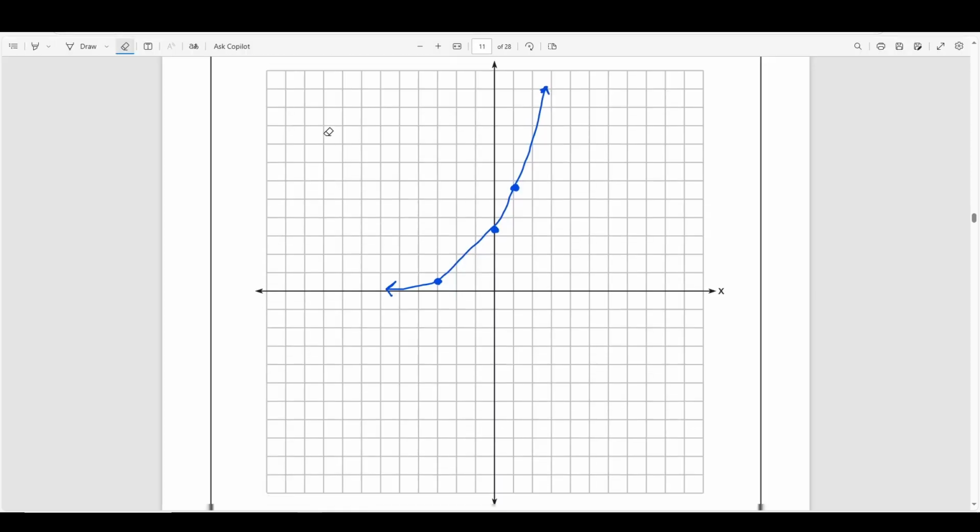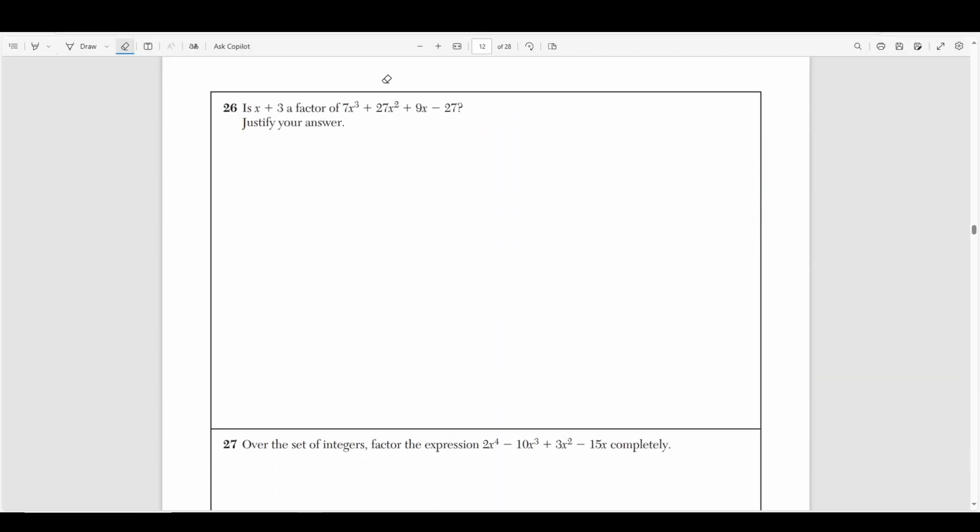Okay, moving on to number 26, it asks us whether x plus 6 is a factor of this polynomial. Now, whenever you want to figure out if something is a factor of a polynomial, you're going to see if it evenly divides into that polynomial, or if there's no remainder. What I mean by this is that this rule applies to any number. If you have the number 6, for example, and you divide 6 by any of its factors, it's going to evenly divide. So for example, 6 divided by 2, 6 divided by 3, 6 divided by 6, and 6 divided by 1 are all going to yield numbers with no remainder, right?